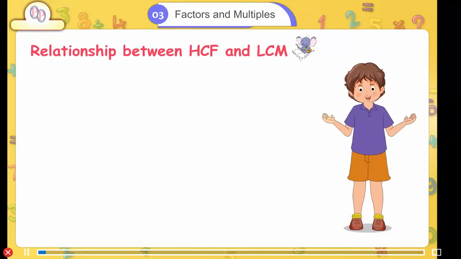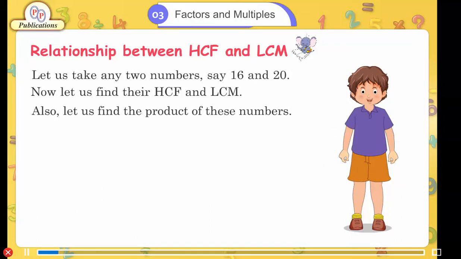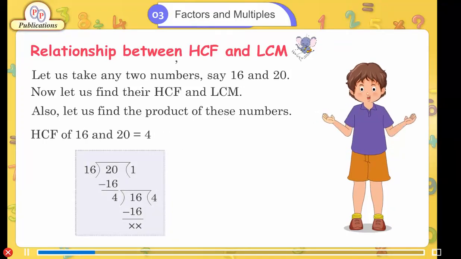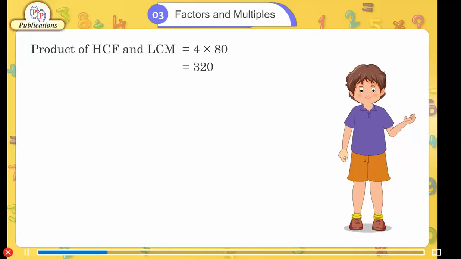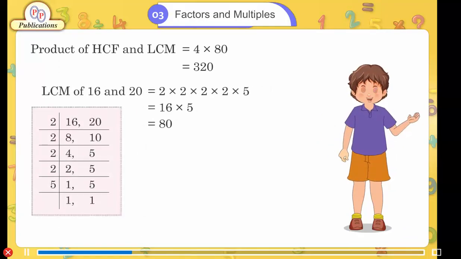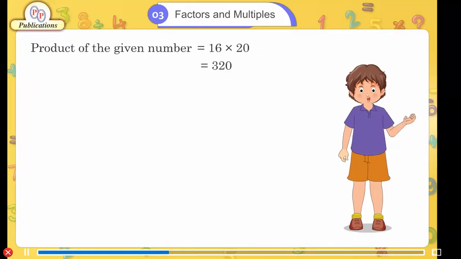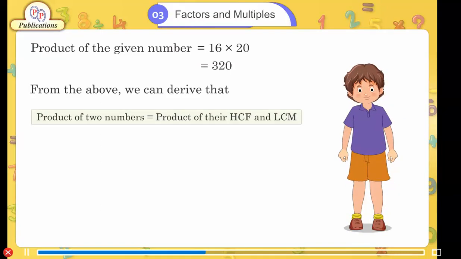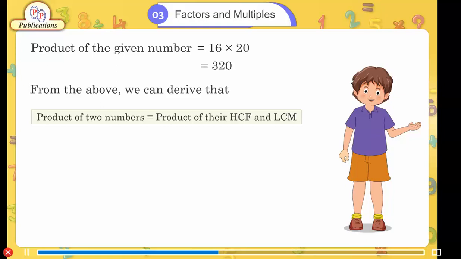Relationship between HCF and LCM. Let us take any two numbers, say 16 and 20. Now let us find their HCF and LCM. Also let us find the product of these numbers. HCF of 16 and 20 is equal to 4. LCM of 16 and 20 is equal to 2 into 2 into 2 into 2 into 5 is equal to 16 into 5 is equal to 80. Product of HCF and LCM is equal to 4 into 80 is equal to 320. Product of the given numbers is equal to 16 into 20 is equal to 320. From the above, we can derive that product of two numbers is equal to product of their HCF and LCM.